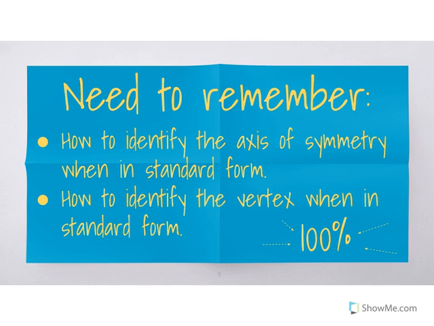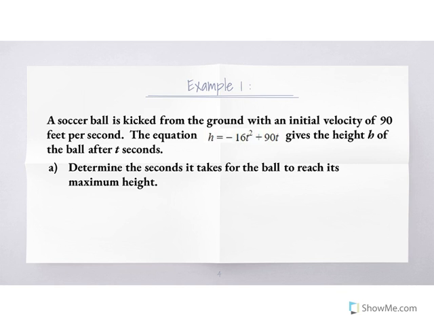If you guys remember these two things, how to find your vertex in standard form as well as your axis of symmetry using the formula negative b over 2a, then you will be 100% ready to get this done. Okay, so let's go through and actually do two examples today. Your first example is actually written for you. A soccer ball is kicked from the ground with an initial velocity of 90 feet per second. The equation h equals negative 16t squared plus 90t gives the height h of the ball after t seconds.